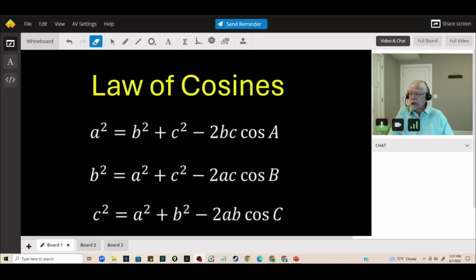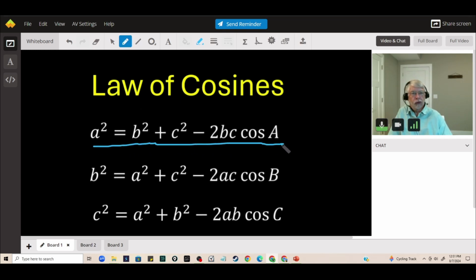Today we're going to talk about the law of cosines, and really how we're going to derive, or come up with, the different formulas for the law of cosines. We're basically going to concentrate on the first one. If you can do the first one, you can do the other two.